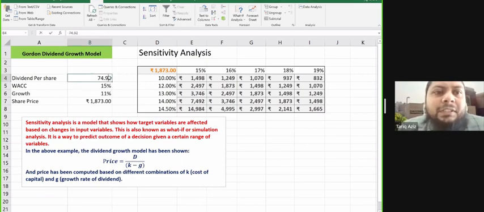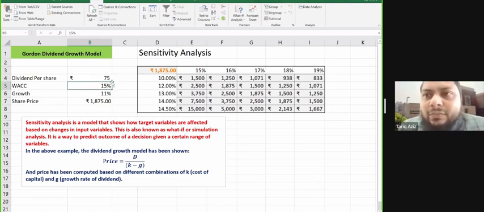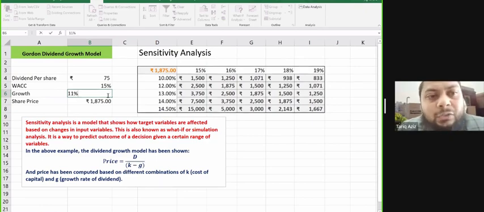So in this example, dividend per share is 74.95. Let me change it to 75. Weighted average cost of capital is given as 15%. The third input is growth. So growth in the dividend is expected to be 11%.